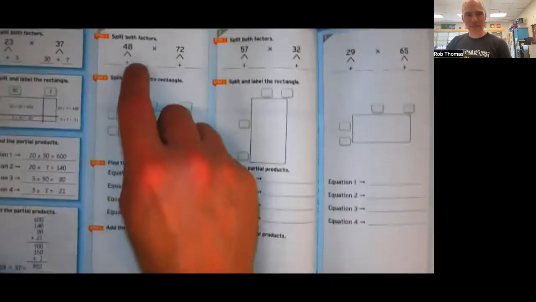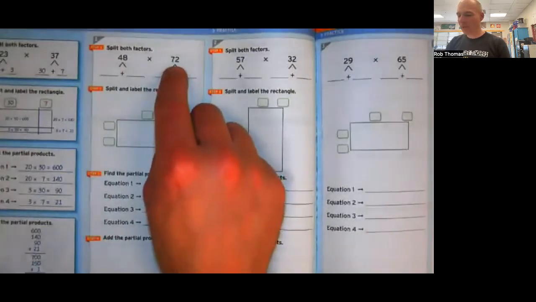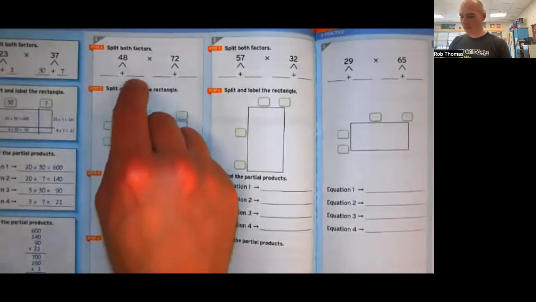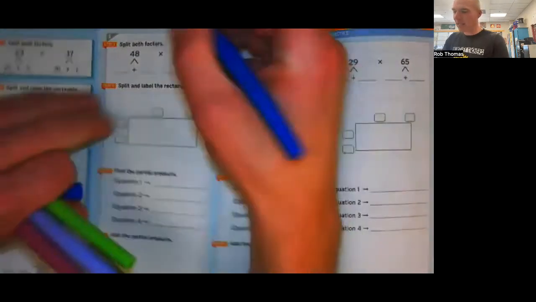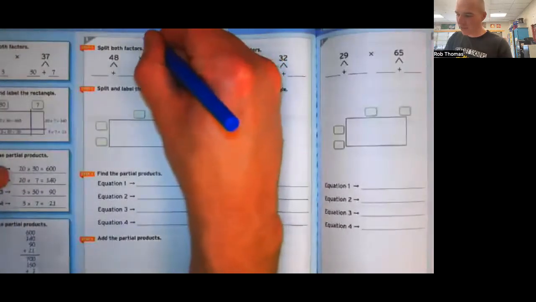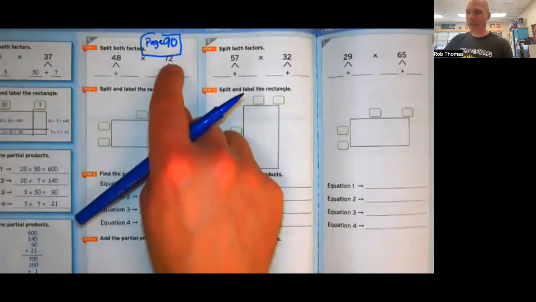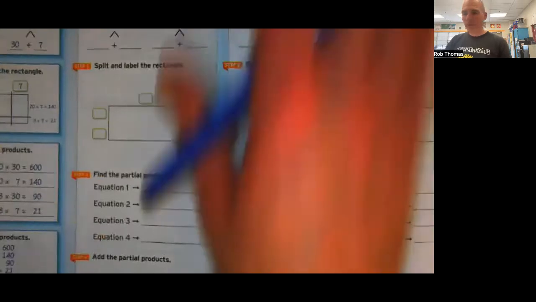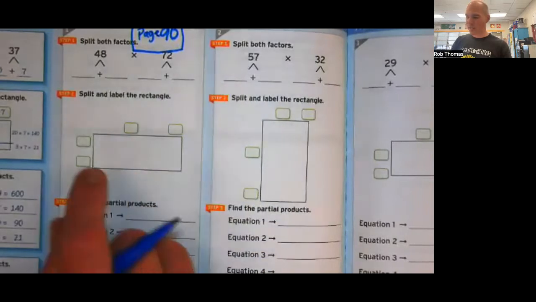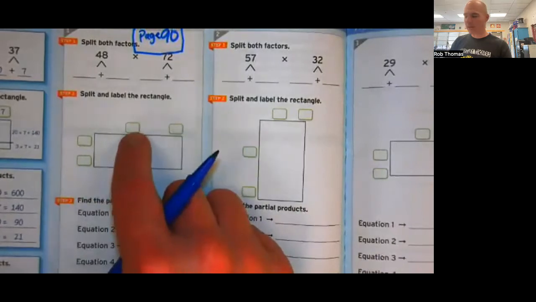And when we do this, we're going to take these numbers, our factors, and we're going to split them. This should say 40 and 8 here. I'm on, in case you missed it when I said it, page 90, the one that we did yesterday. I'm going to write page 90 so this isn't confusing. I went right into the numbers. I didn't mean to do that. But I'm going to assume that we broke this into 40 and 8 and then 70 and 2. And then we're probably going to write 40, 8, 70, 2.